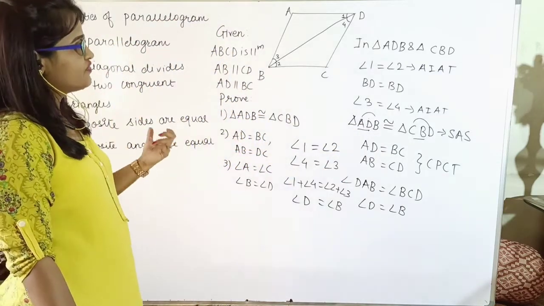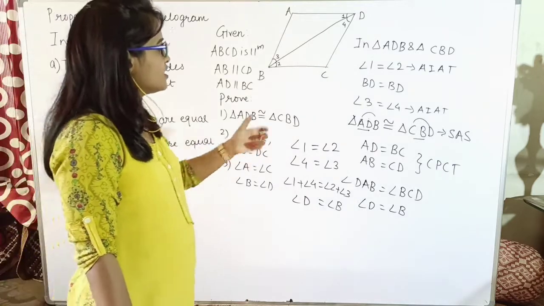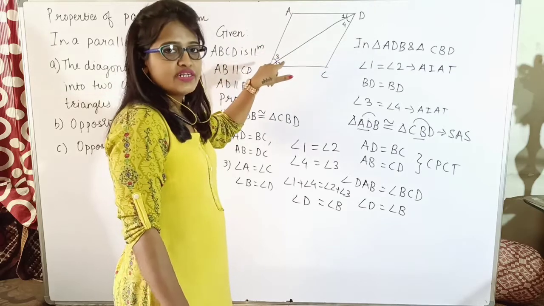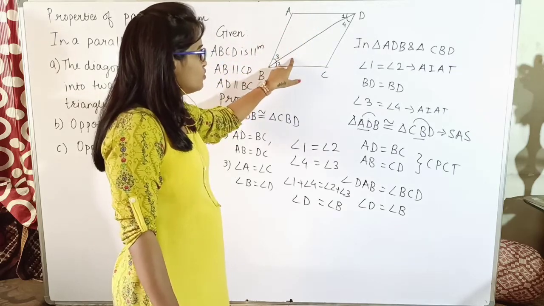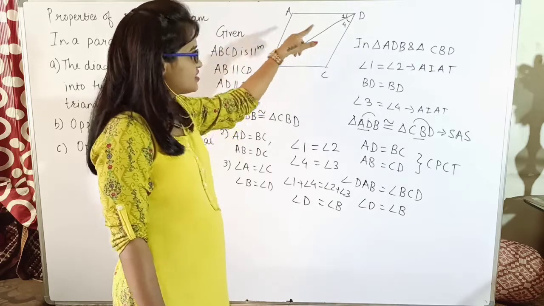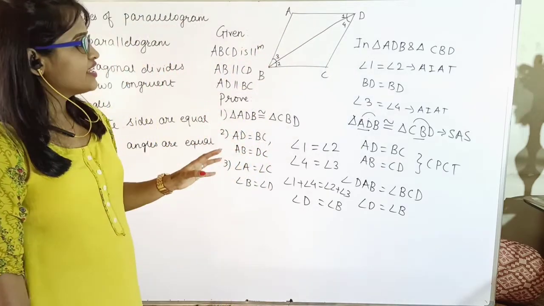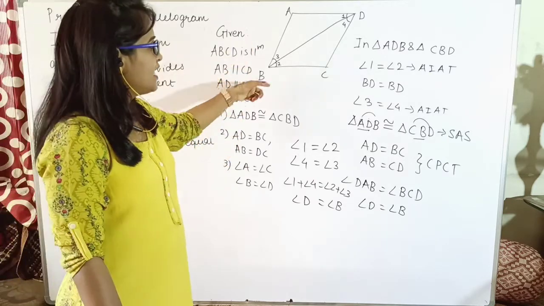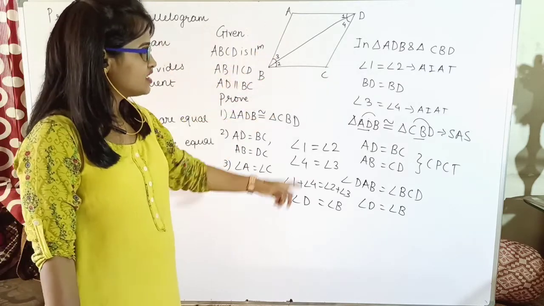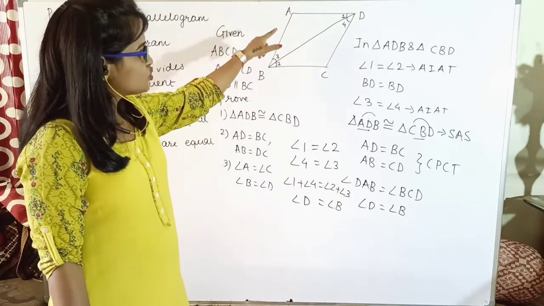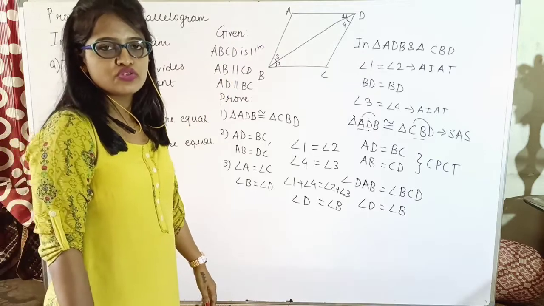Okay, so what we have done, we have drawn a diagonal first, then we have taken AD and BC as parallel, taking BD as the transversal, so 1 equal to 2. Similarly, AB and CD as parallel and BD as the transversal, hence 3 equal to 4. And once they are equal, so by SAS congruency, the two triangles are congruent, and by CPCT, AB and CD are equal, whereas AD and BC are also equal. And with the help of CPCT, again you can show that the two opposite angles are also equal.